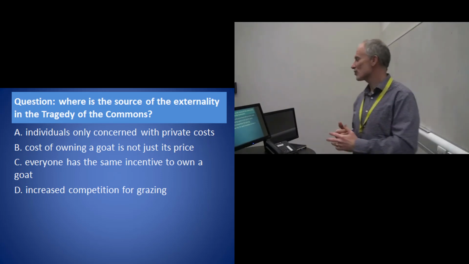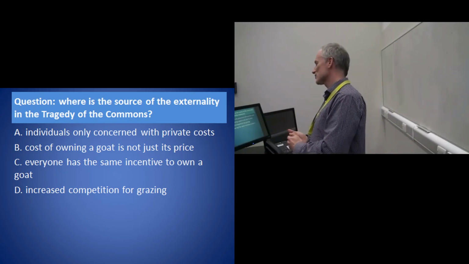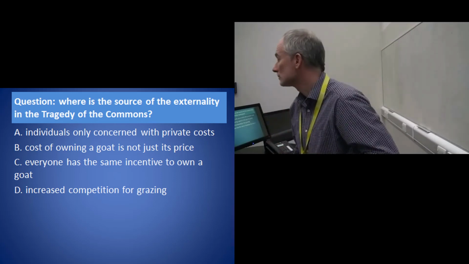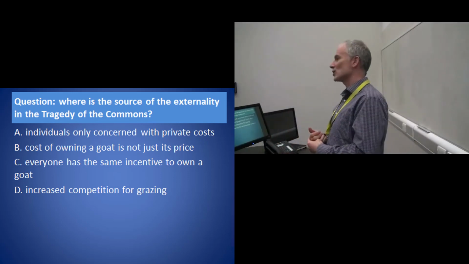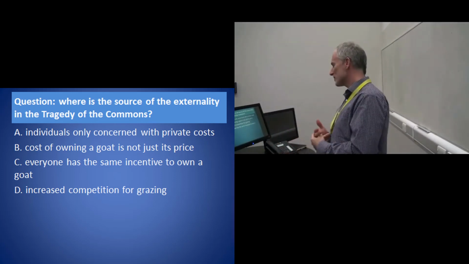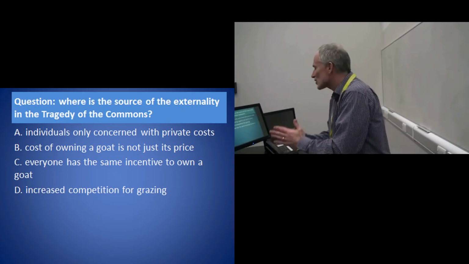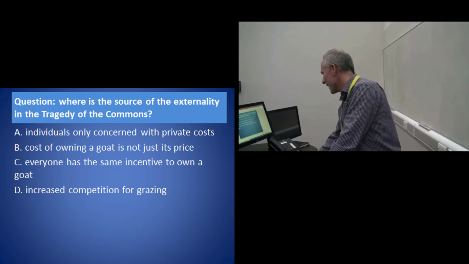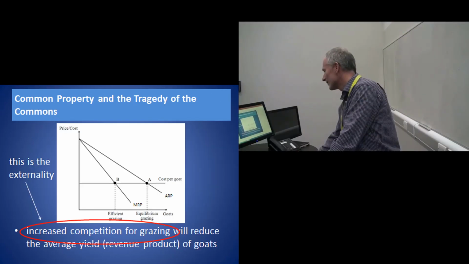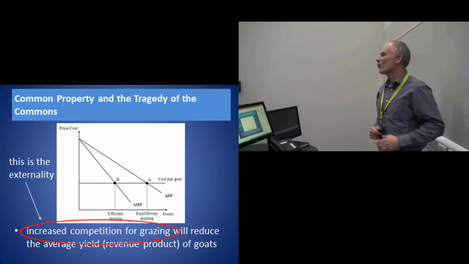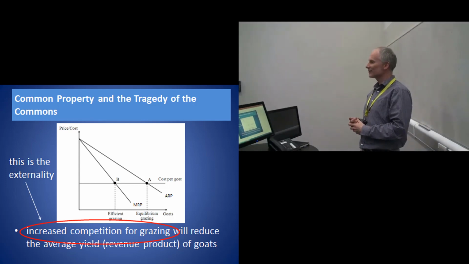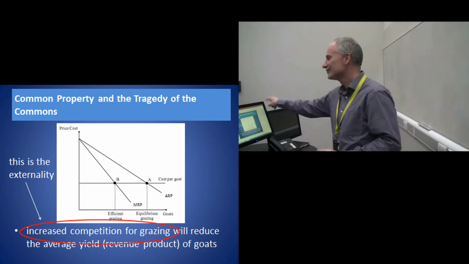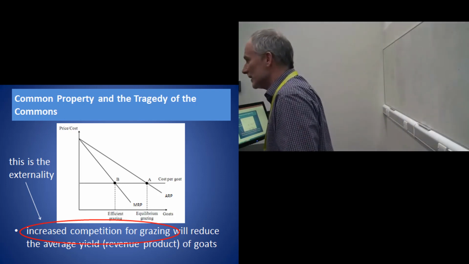Is it that individuals are only concerned with their private costs, because the cost of owning a goat is not just its price? Is it because there's increased competition for grazing? Or is it because everyone has the exact same incentive to own a goat? Yeah, the source of the externality, when we started off this topic, this example, that's the slide I gave you right at the beginning.